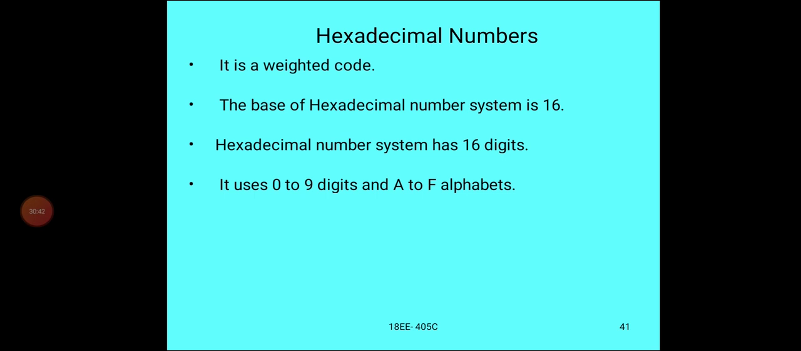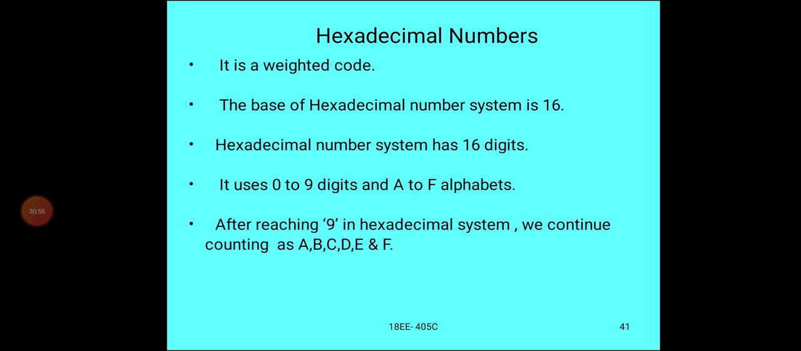So the hexadecimal number system has 16 digits, out of which 0 to 9 are digits and the remaining are the capital alphabets A to F. Total 16. After reaching 9 in the hexadecimal system, we continue counting as A, B, C, D, E and F. Used extensively in microprocessor systems.